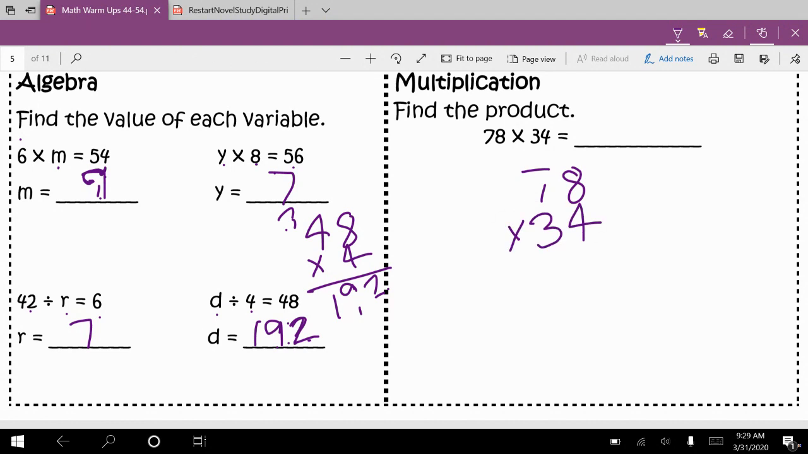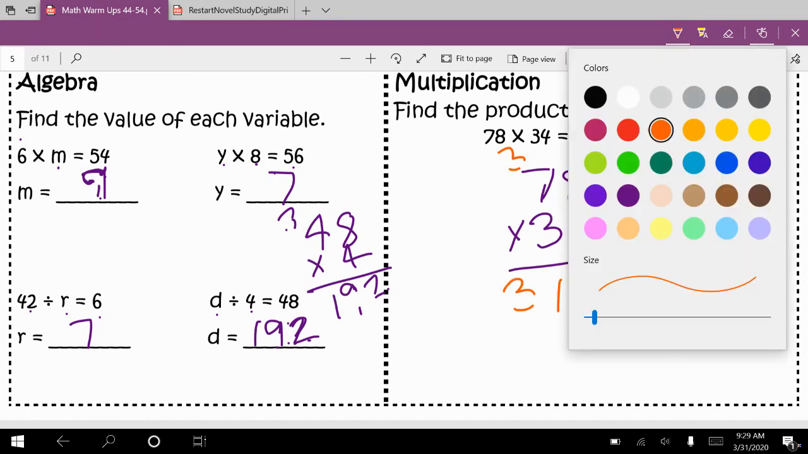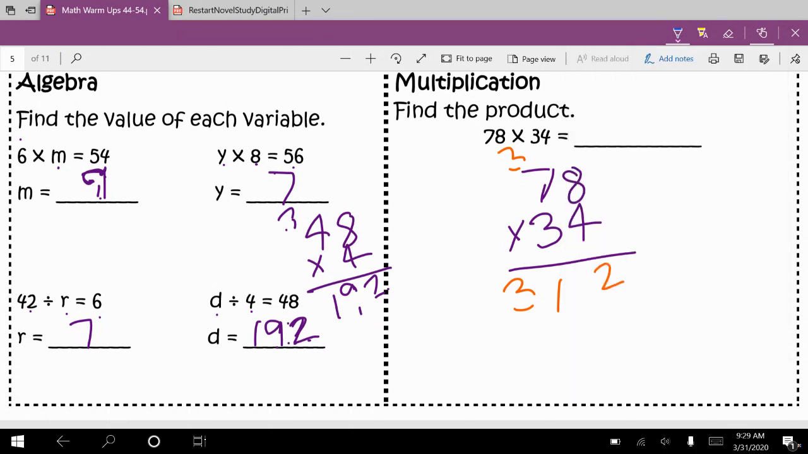$78 times 34. All right, 8 times 4 is 32. Carry the 3. 7 times 4 is 28. Plus 3 is 31. All right, so we're done with that number. I'm going to put a placeholder here.